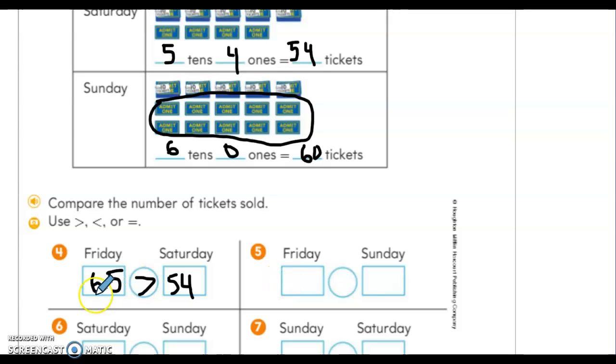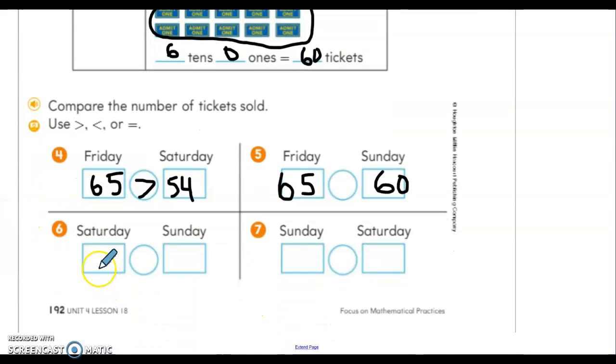Look at Friday. Well, Friday we know is 65. And Sunday is 60. Okay, and you're going to put in the comparison there. Please do the same thing for number 6 and number 7. Notice that here it has Saturday first and then Sunday. And then on number 7, they have Sunday and then Saturday. So that's going to change the symbol that you put on here because we're reading from left to right. Okay, finish that up, please.